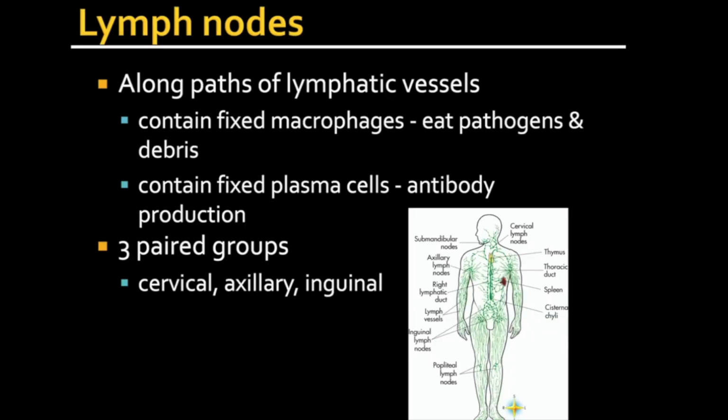You actually have three paired groups of lymph nodes, and they are where we said earlier. In your neck, that's cervical, in your armpit area, which is axillary, and then in your groin area, which is inguinal. So that's three paired groups of these larger lymph nodes. So that's just the location.